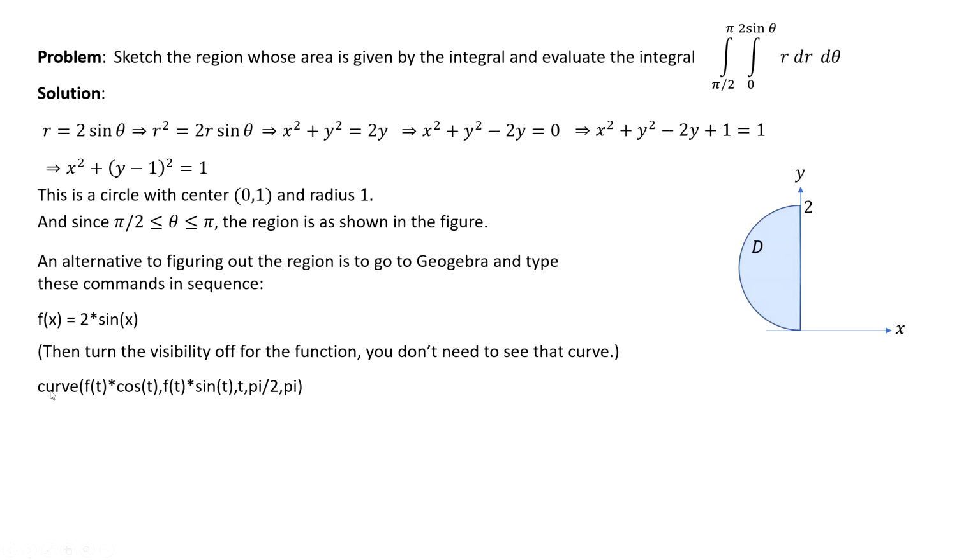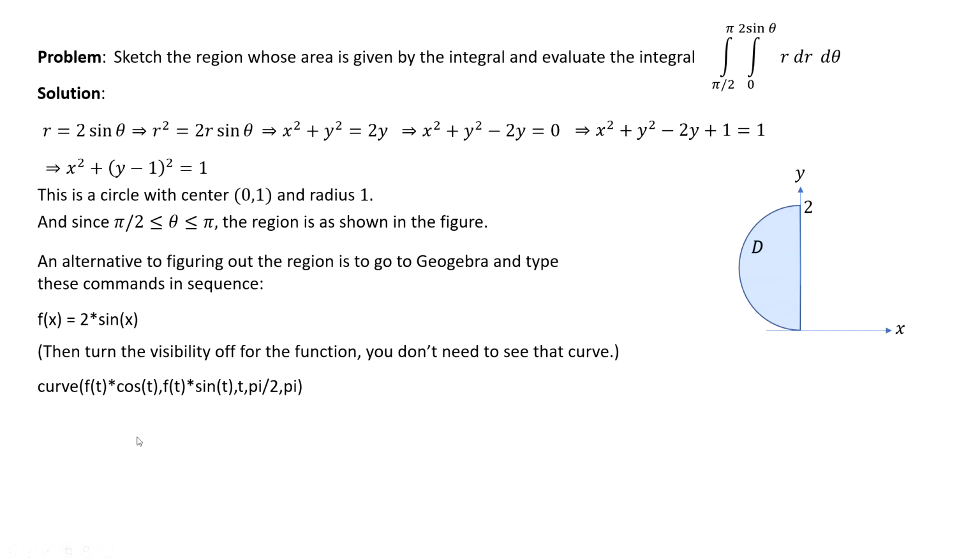Let me show you. The next command that you type is curve f of t times cosine t, comma, f of t times sine t, comma t, comma pi over 2, comma pi. What in the world is all of this? Well, this is a way to draw a parametric curve. The parameter here is t, and x as a function of t, y as a function of t. You need to state what the parameter is, and that's the t here. And the next is, what's the range of that parameter? Well, here the parameter goes from pi half to pi. Those are the three things: x of t, y of t, the t itself to indicate that's the parameter, then the lower limit of t and the upper limit of t.